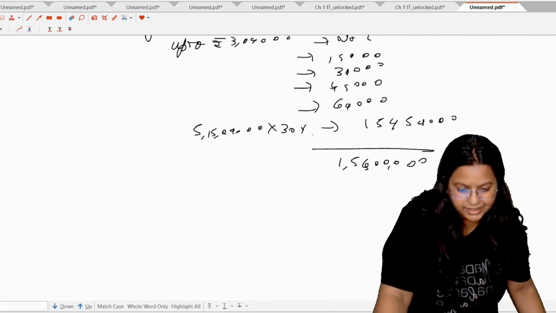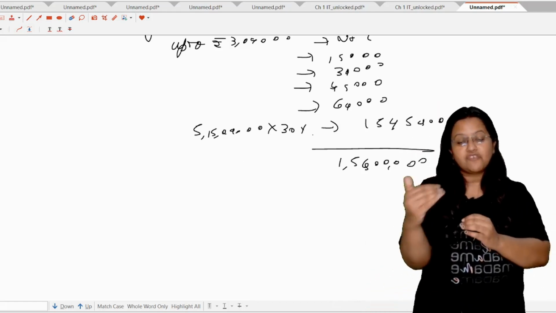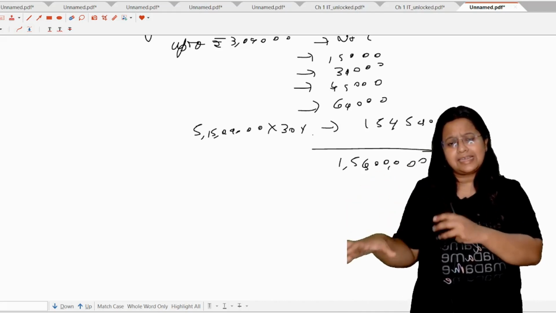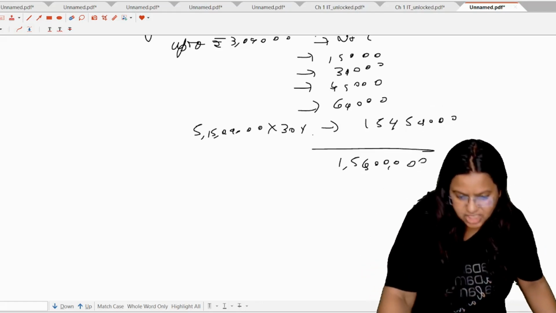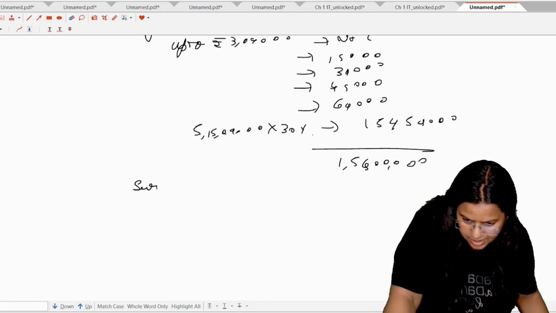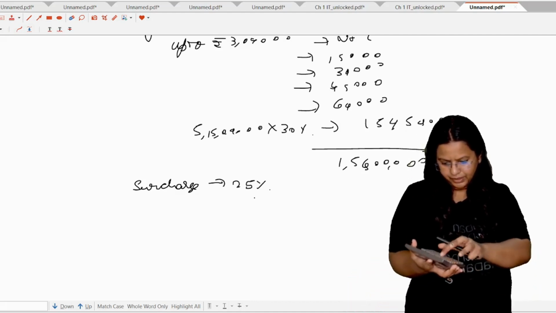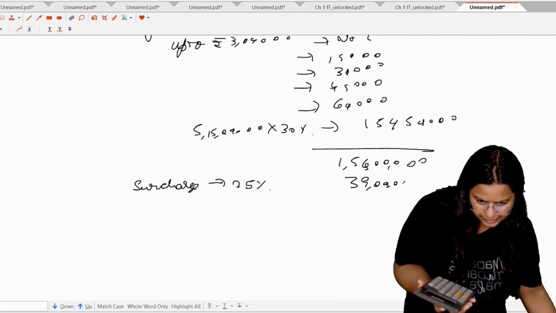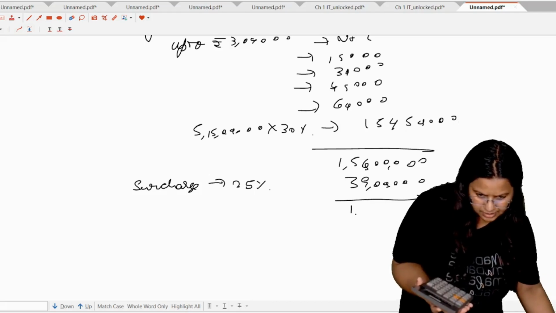Now, can anyone tell me the surcharge rate for this? Now students, we know that in the case of surcharge, if the income is exceeding rupees 2 crore, excluding the special rate income, that is LTCG under section 112 and STCG under section 111A, the surcharge rate in this case is 25%. So add surcharge here. Multiply by 25%, that is 39 lakh. Okay, so the total is 1 crore 95 lakhs.